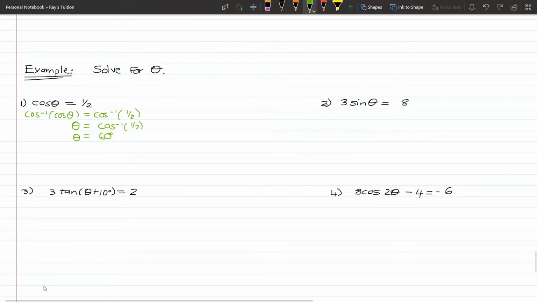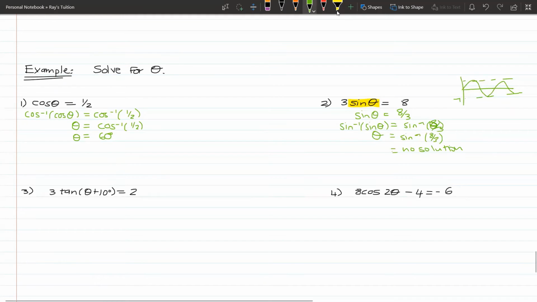Let us do the same thing for number 2. Now in this case, our trig ratio is not by itself. So we're going to divide both sides by 3 to get the trig ratio by itself. So that's 8/3. And then we apply the inverse function, so sine theta is equal to 8/3, and theta is equal to sine to the power of -1 of 8/3. And in this case, we have no solution. Because if you think of a normal sine graph, its range is between -1 and 1. And 8/3 is greater than 1, so there is no sine graph, so we won't get an answer.